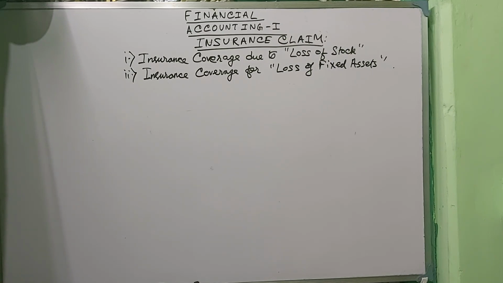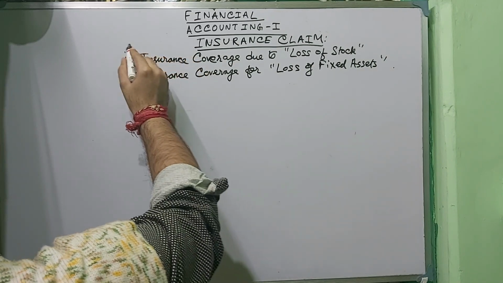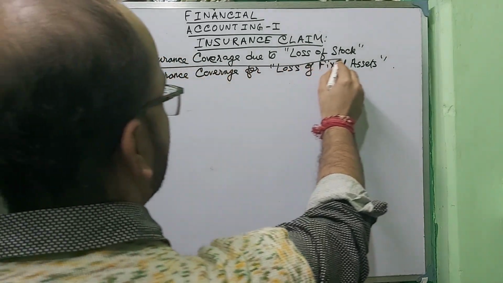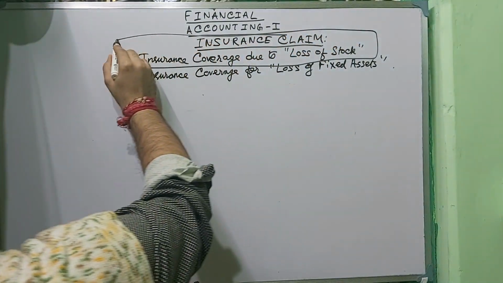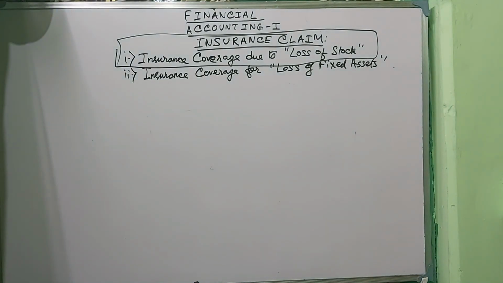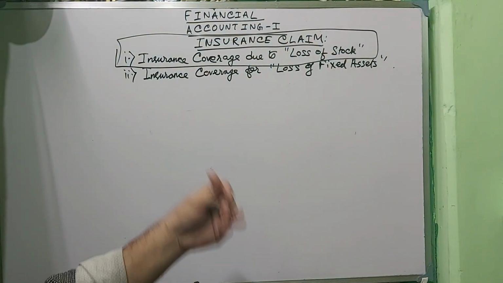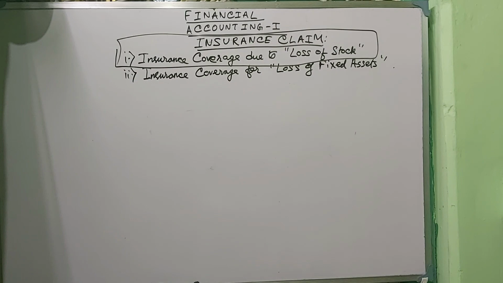I'm talking not about life insurance. Okay, so in this chapter we will discuss insurance coverage on loss of stock first of all. After finishing the loss of stock, we will move on to insurance coverage for loss of fixed assets. Stock means the inventories, right?